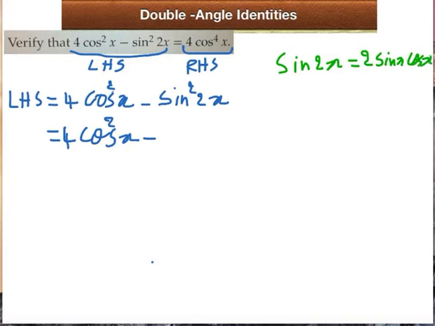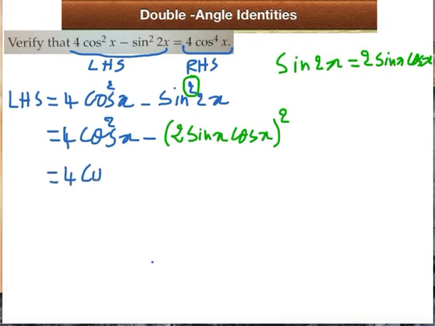This identity, you need to memorize it. I'm going to plug it in. Instead of sine 2x, I put 2 sine x cosine x, and this is all squared. Now this is equal to 4 cosine square x, which stays as it is. I'm not trying to change it. Minus, and then I square.